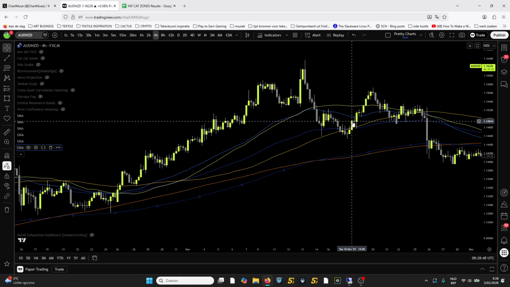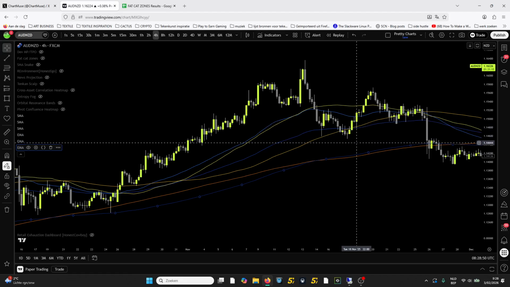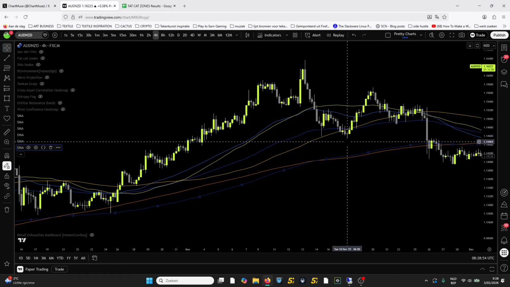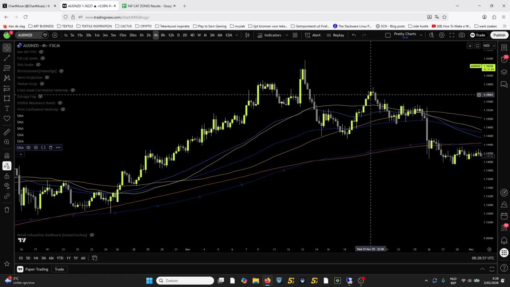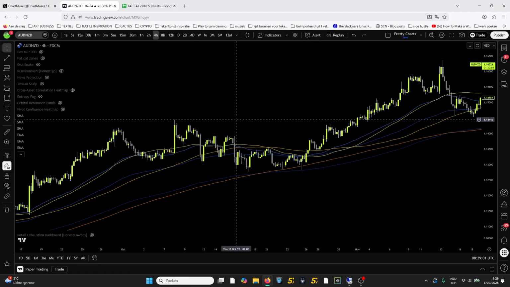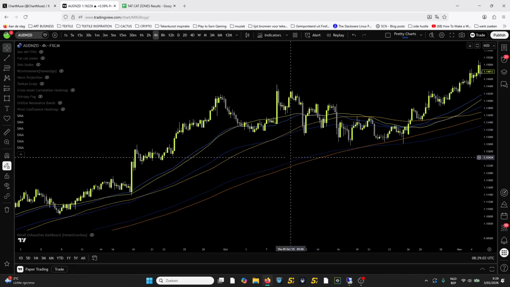Then I take a trade, put a stop behind the move or behind a zone or something, and then target a one-to-one and catch a nice trade. So this is the moving averages part.